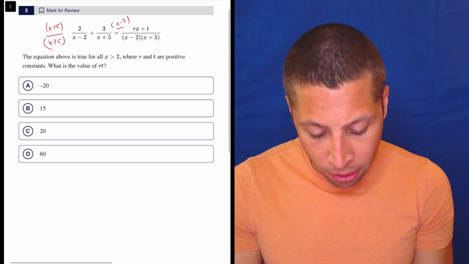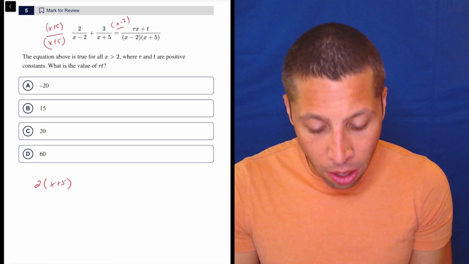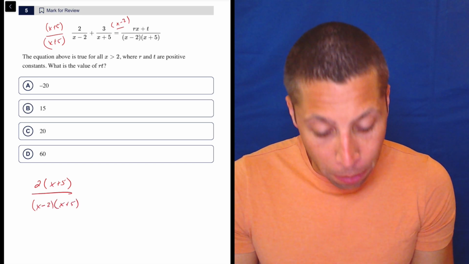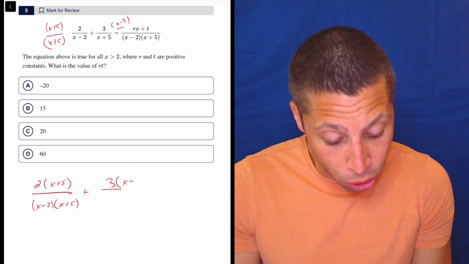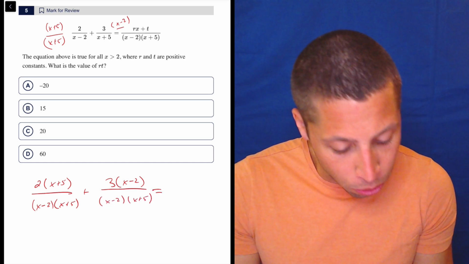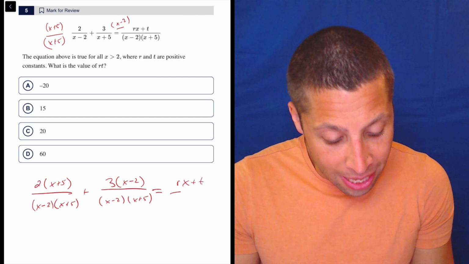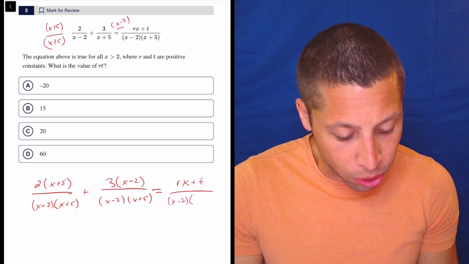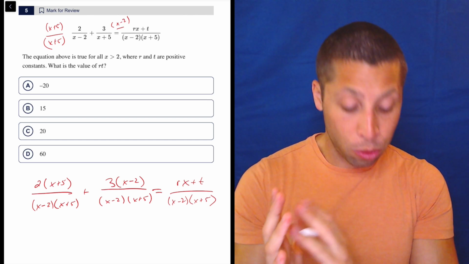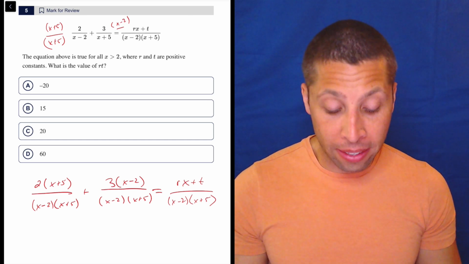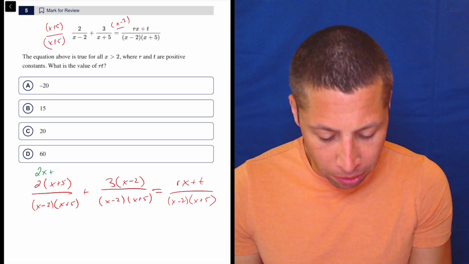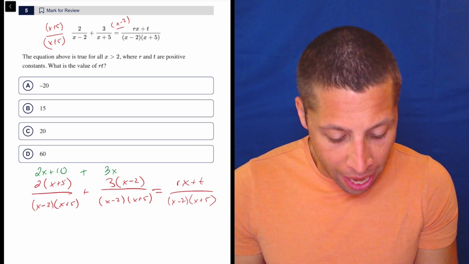And now we would have 2 times x plus 5 over x minus 2 times x plus 5, plus 3 times x minus 2 over x minus 2 times x plus 5, is equal to rx plus t over x minus 2 times x plus 5. So if all the denominators are the same, we can do a bunch of different things. We can add the two things on the left, and we can do it without worrying about the denominator anymore because it's the same as what's on the right. So first, let's FOIL, or distribute: 2x plus 10, and then plus 3x minus 6.